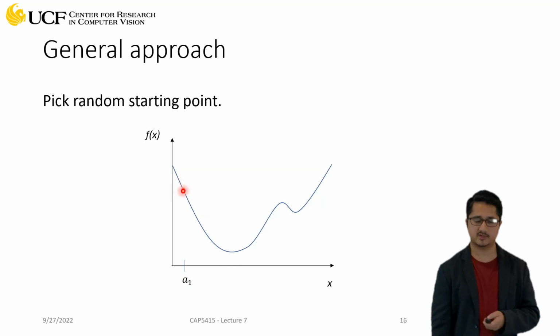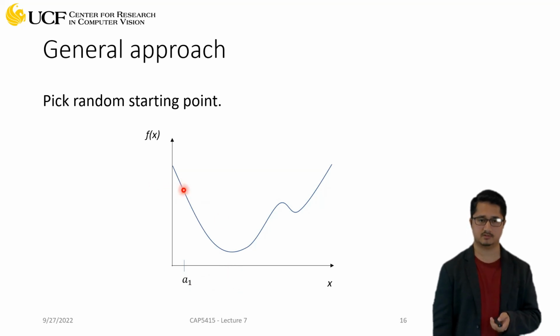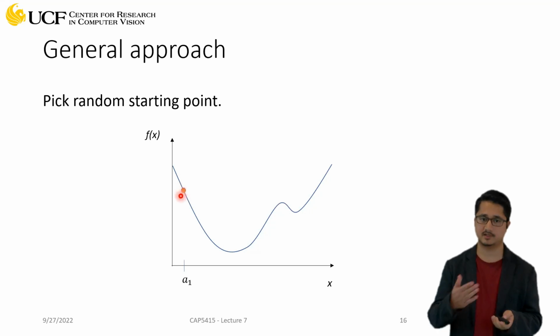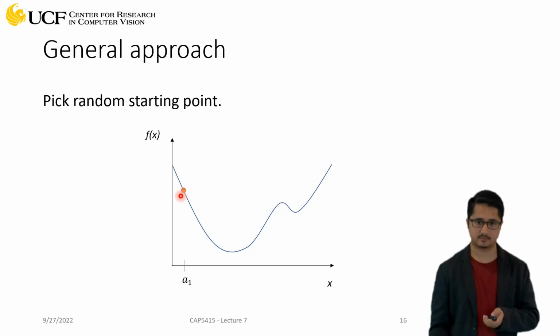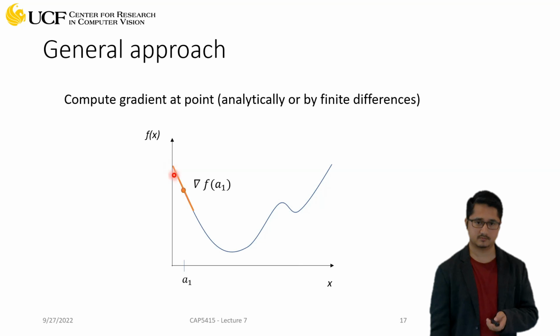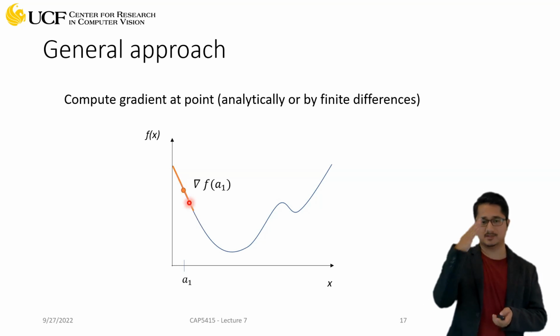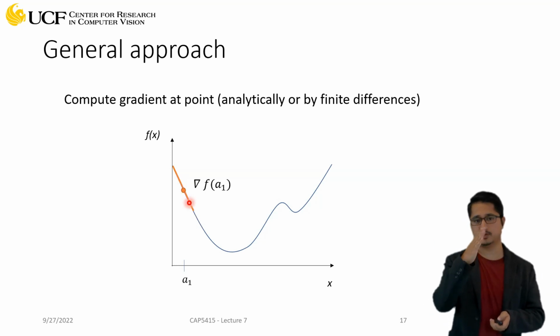So what we do is we find the derivative at this location. You know that the derivative just gives you the slope of the curve. If you compute the derivative, it will be something like this. In this case, you can see that the slope is actually in the opposite direction, so it will have a negative value.